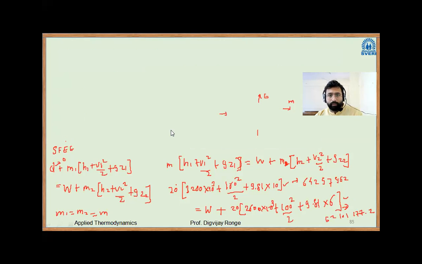I'll go to the next slide. Here I will continue this problem. So this one comes out to be what? 64,257,962 will be equal to W plus 52,101,177.2. Calculate W, how much will it come?